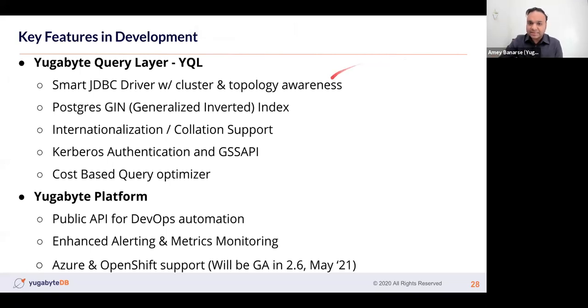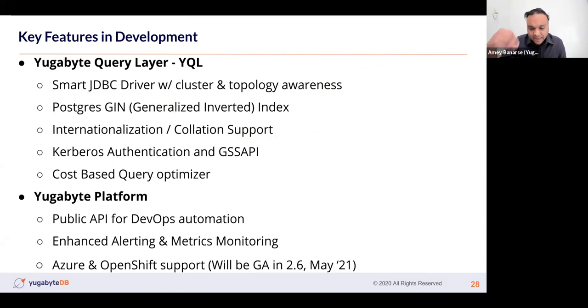Now, that being said, these are the core things that we are currently working on as an R&D and product team. That is, first thing is, we are one of the top most vendors, or like the only vendors in a distributed SQL database industry who's bringing a capability of a smart JDBC driver.